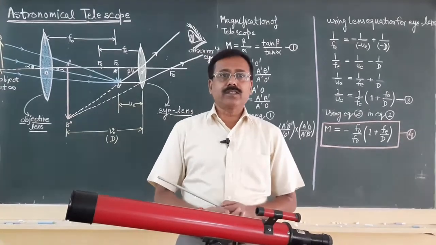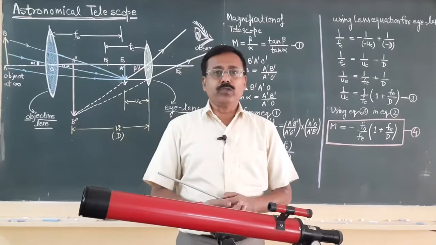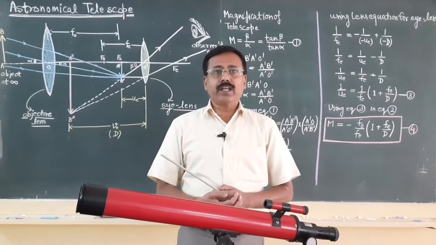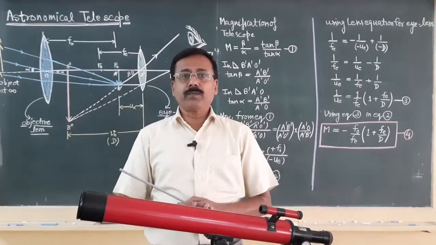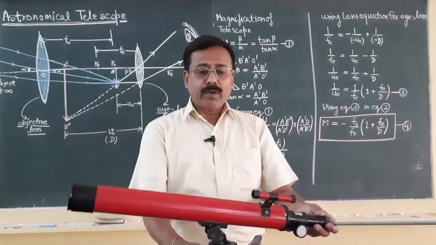Today we'll discuss the astronomical telescope. The astronomical telescope is used to see distant celestial bodies in space. So this is the astronomical telescope.